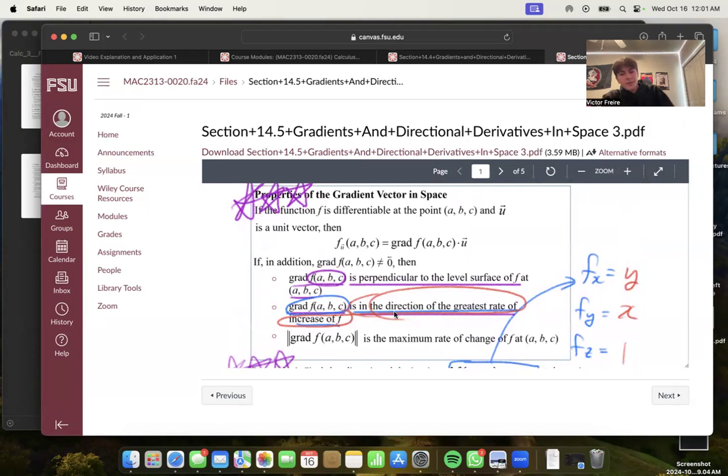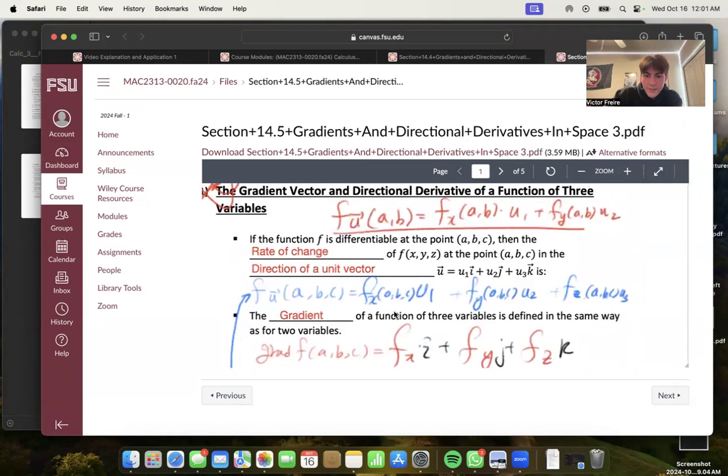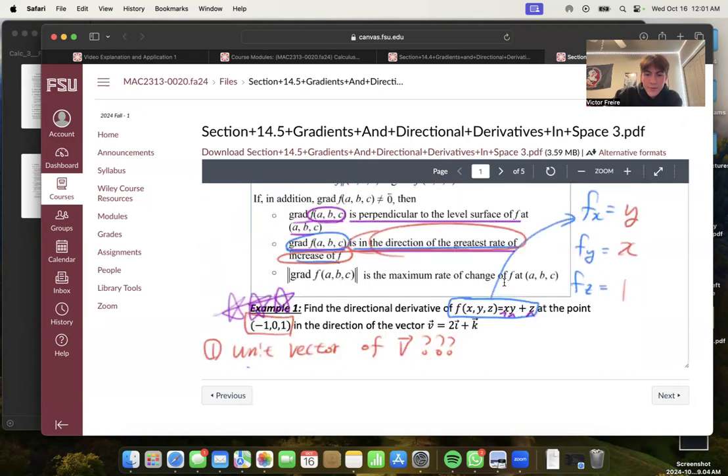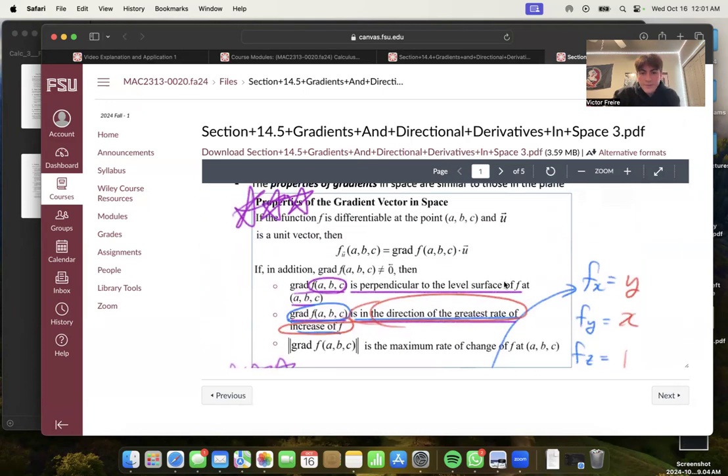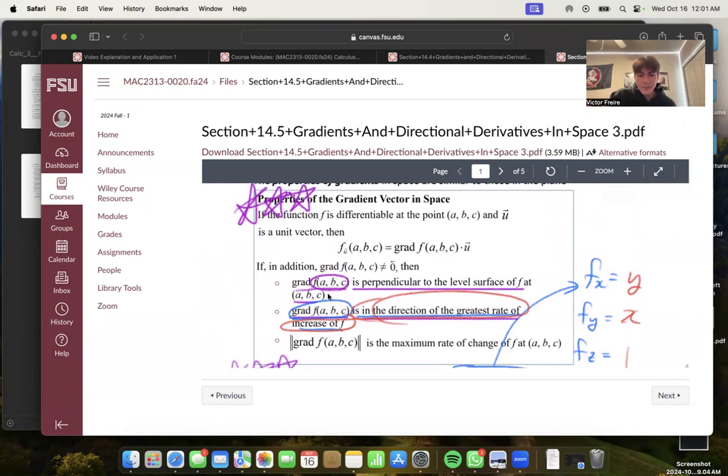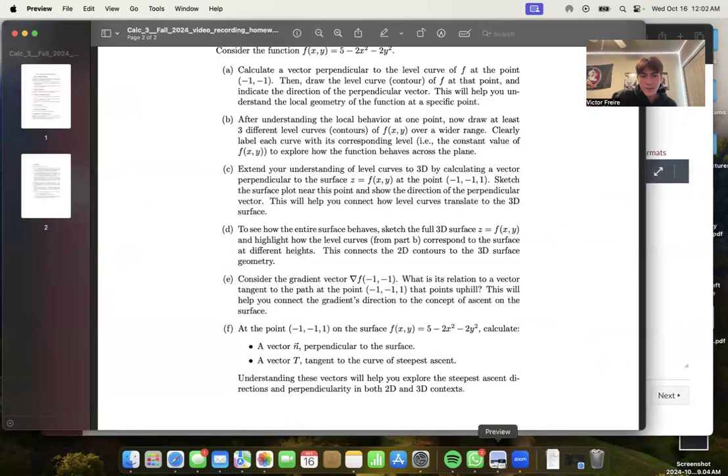Yeah, so this is gonna be the gradient vector of, I think it's a three variable function, right? The gradient vector of f of a, b, c is gonna be perpendicular to the level surface of f at a, b, c, right? So now let's go back here.